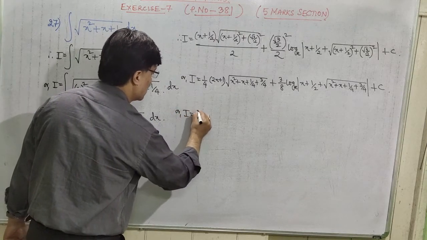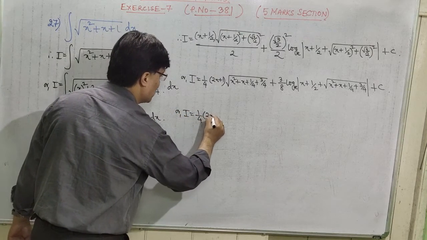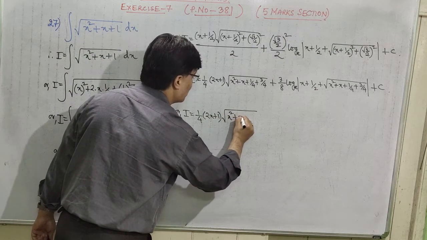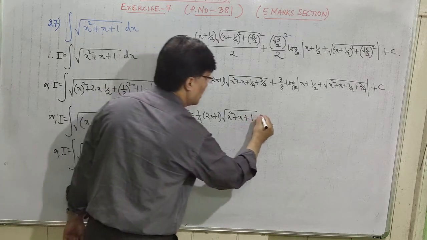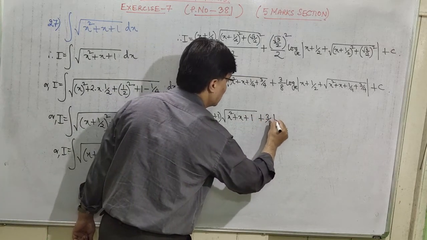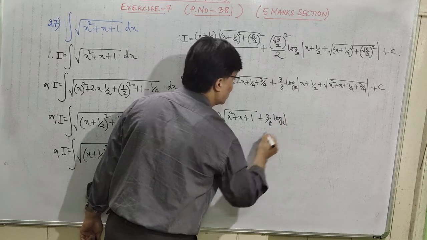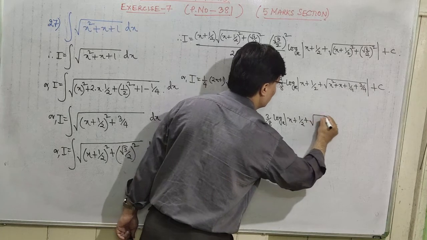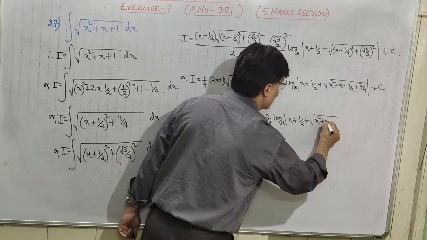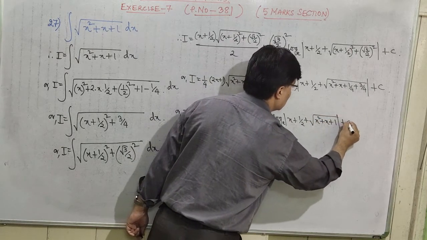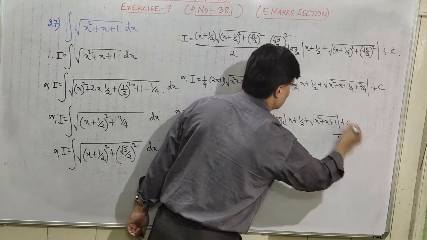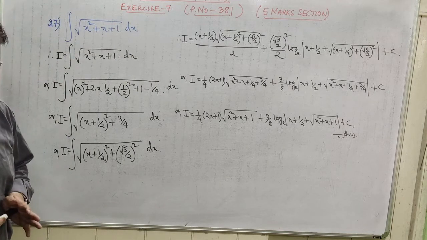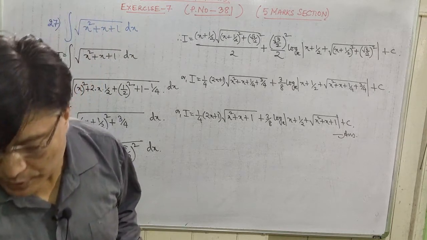Now I is equal to 1/4 within bracket (2x plus 1) within square root of x square plus x plus 1, plus 3/8 log within mod, the base is e, this is x plus half plus root over x square plus x plus 1, mod sign closed, plus c. So this is the final answer. I think you have understood it, so you can copy it. Now we'll do the next question.